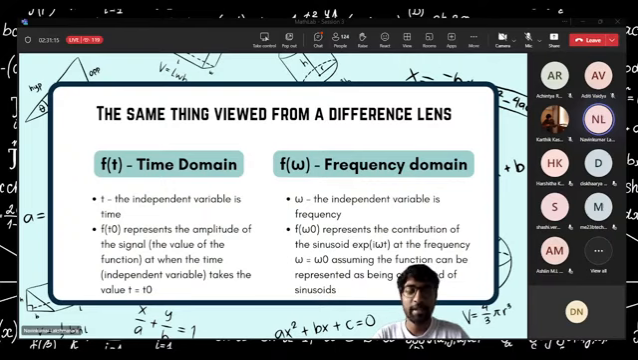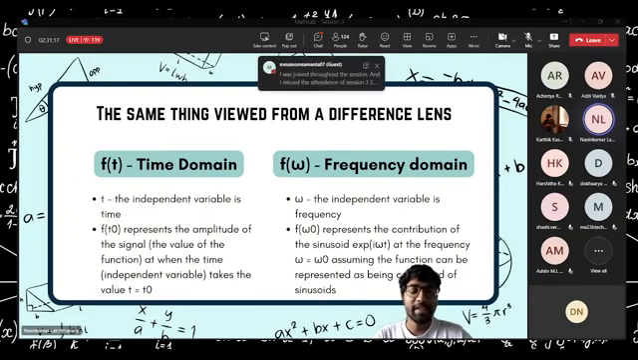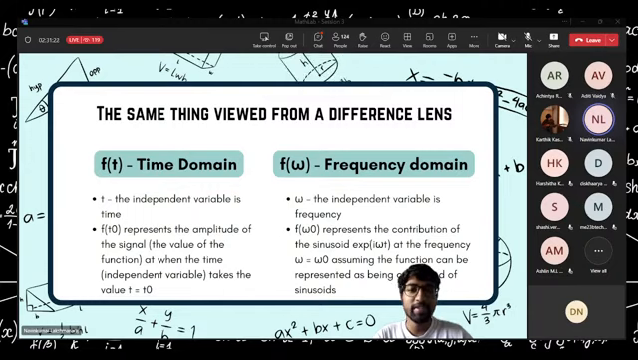So what F of omega represents is the strength of the particular sinusoid e to the power i omega t, which is just a fancy way of representing the sine and cosine package together, that contributes to the overall signal.